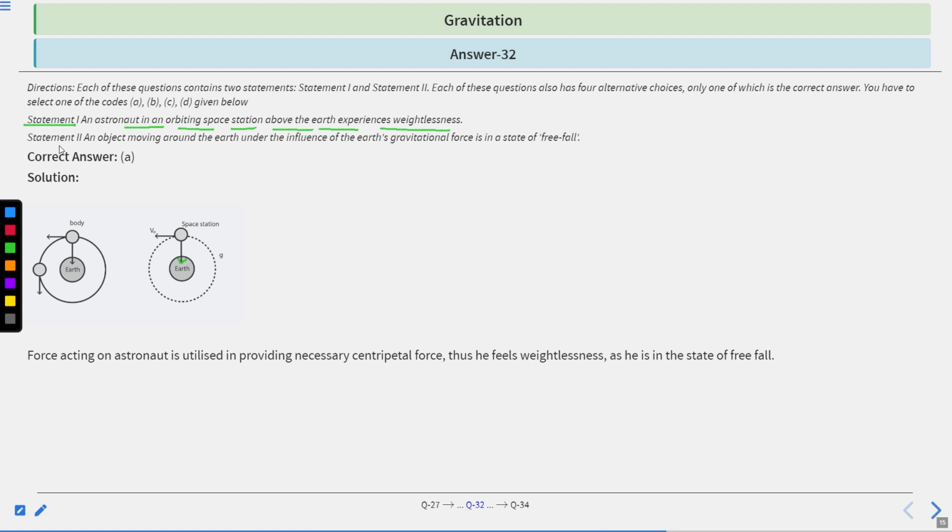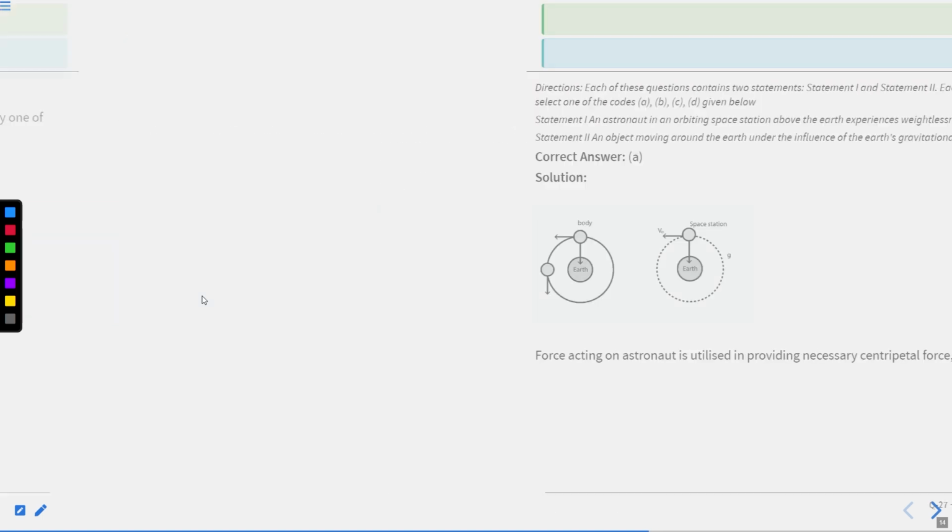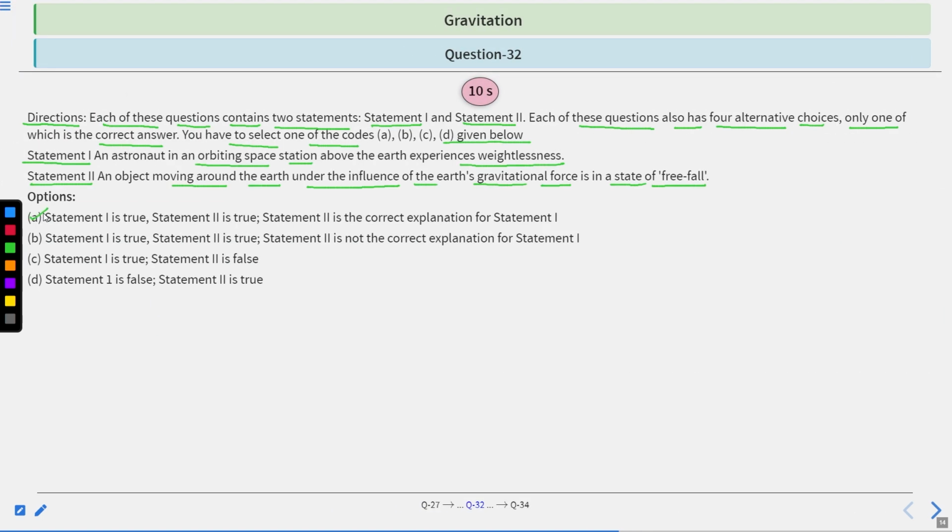And statement 2 is: an object moving around the Earth under the influence of the Earth's gravitational force is in the state of free fall. Same. The force acting on the astronaut is utilized in providing the necessary centripetal force. Thus, he feels weightlessness as he is in a state of free fall. So the correct answer is A. A is the correct answer. Clear?